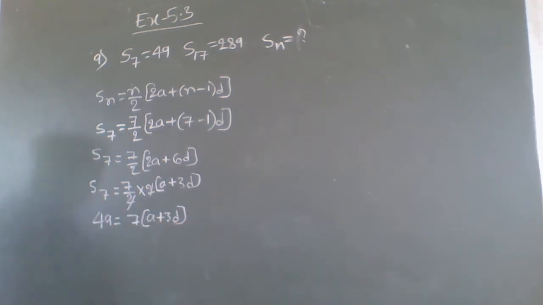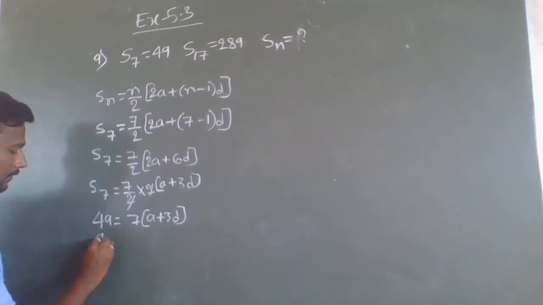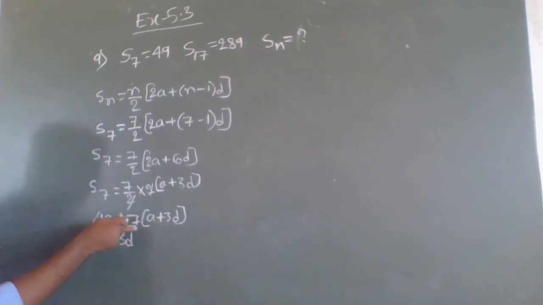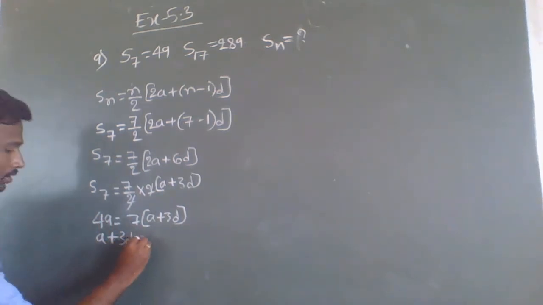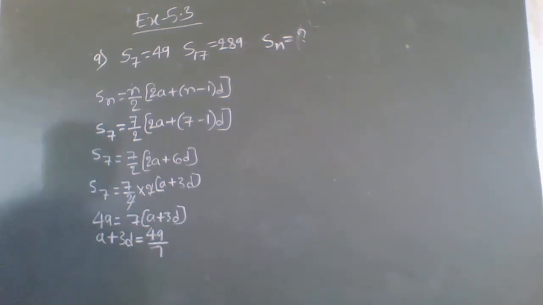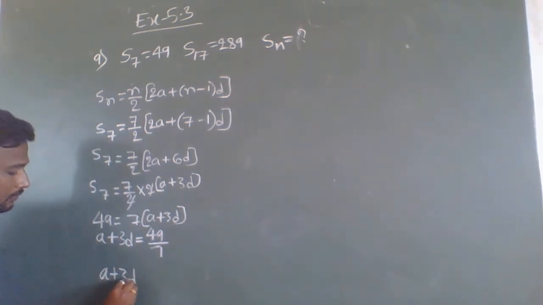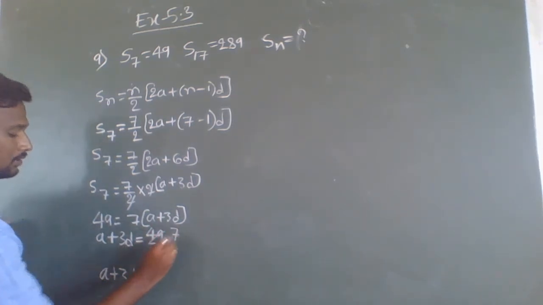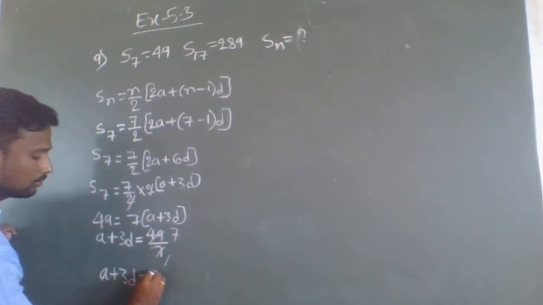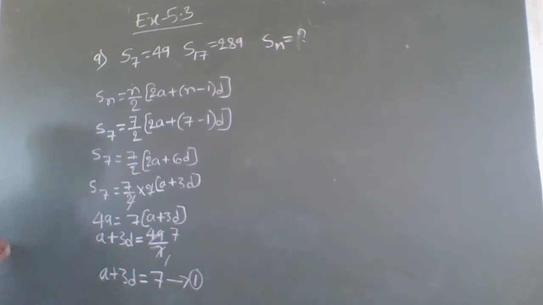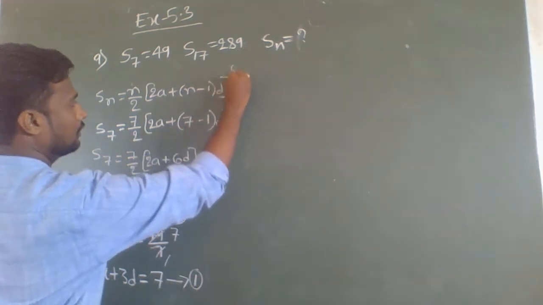Now, a plus 3d I will write as it is, and I will move this 7 to the other side. So it becomes 49 divided by 7. Right. So now a plus 3d is equal to how much? 49 divided by 7 means 7. Therefore, a plus 3d is equal to 7. This is equation 1.